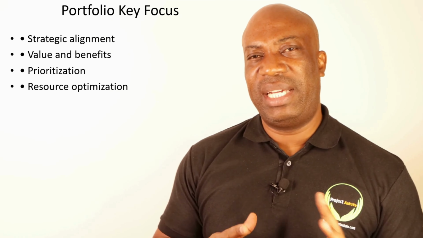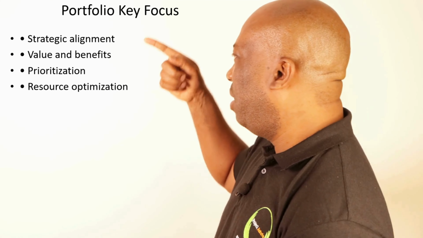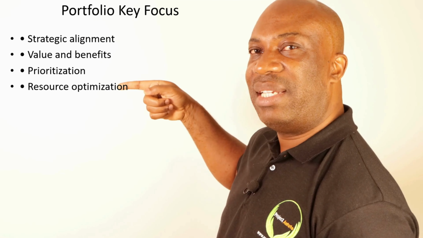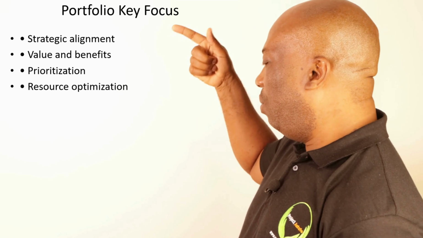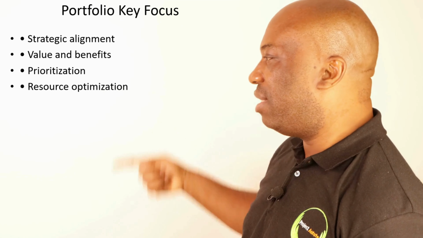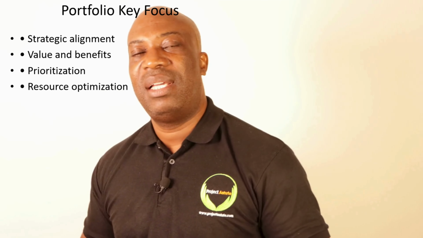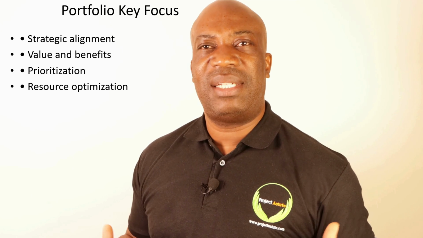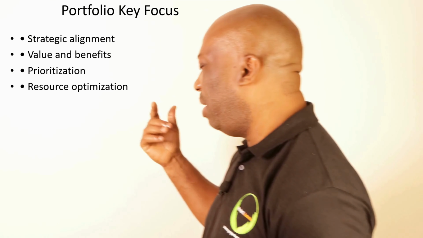So let us understand what we actually get from a portfolio. So the first item you need to get from a portfolio is strategic alignment. In a portfolio, you must have proper strategic alignment. Then you also need to look at values and benefits. It's very important. In a portfolio management process, you must look at value and benefits. You cannot just start a portfolio without understanding where you're going to, why you're doing that. So there must be some value, there must be some benefits.